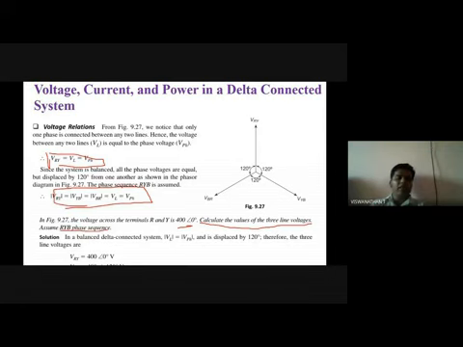Why are they giving the sequence? First we take R, then Y should be minus 120 degree, then B should be minus 240. If they give RBY, then you need to interchange these two. So that's why they give the sequence. Suppose they are not giving the sequence, then you assume RYB.